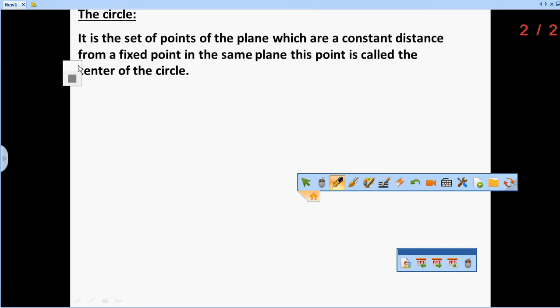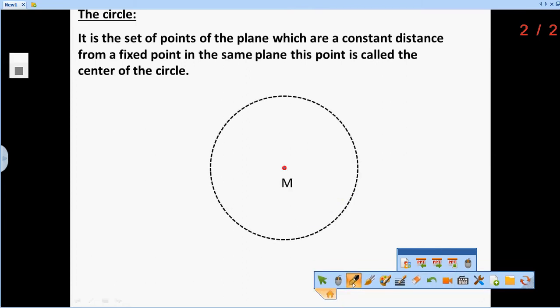We know that the circle appears like this. Here we have a circle. Its center is called M, any letter, like this. A circle is a set of points, and each point here is at the same distance from the center of the circle.